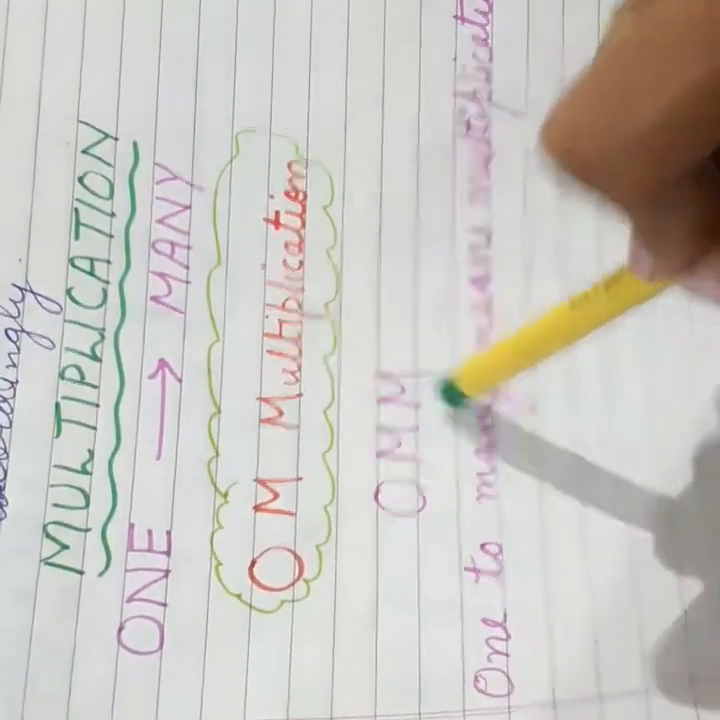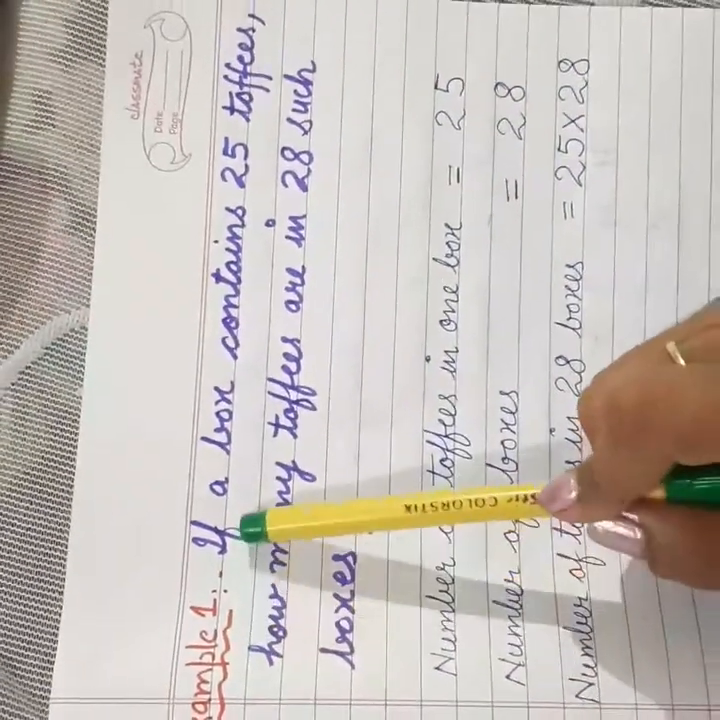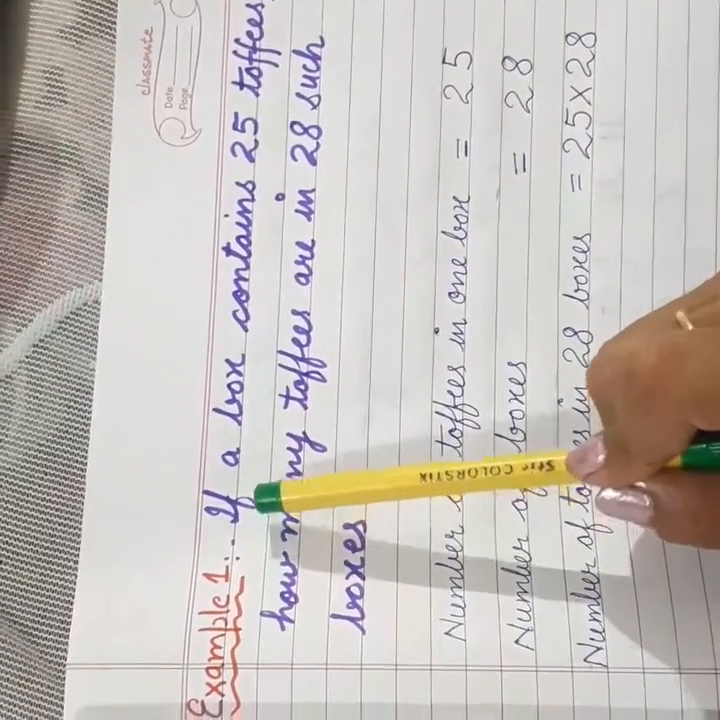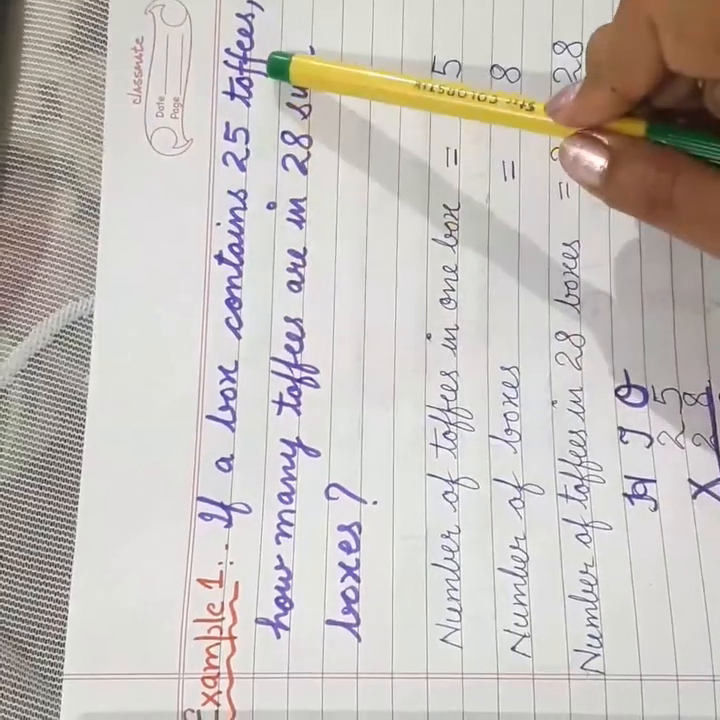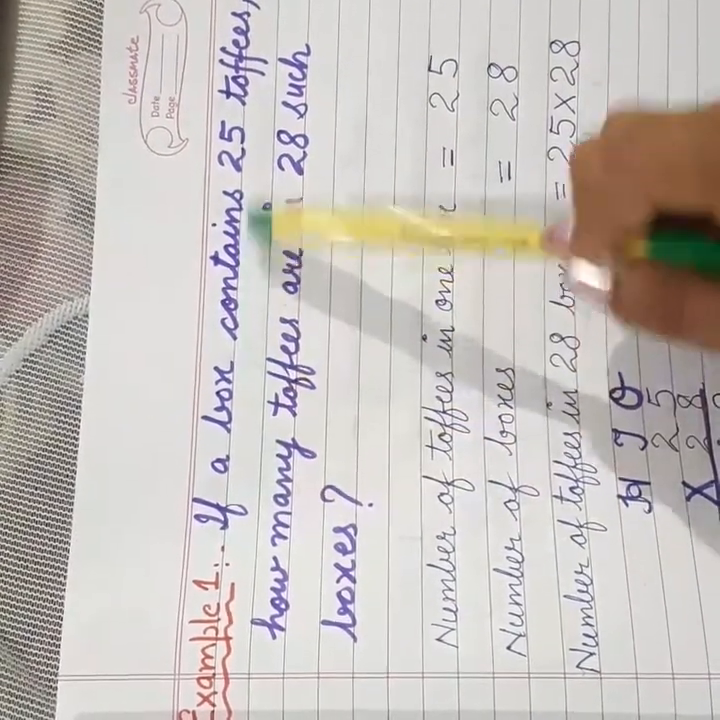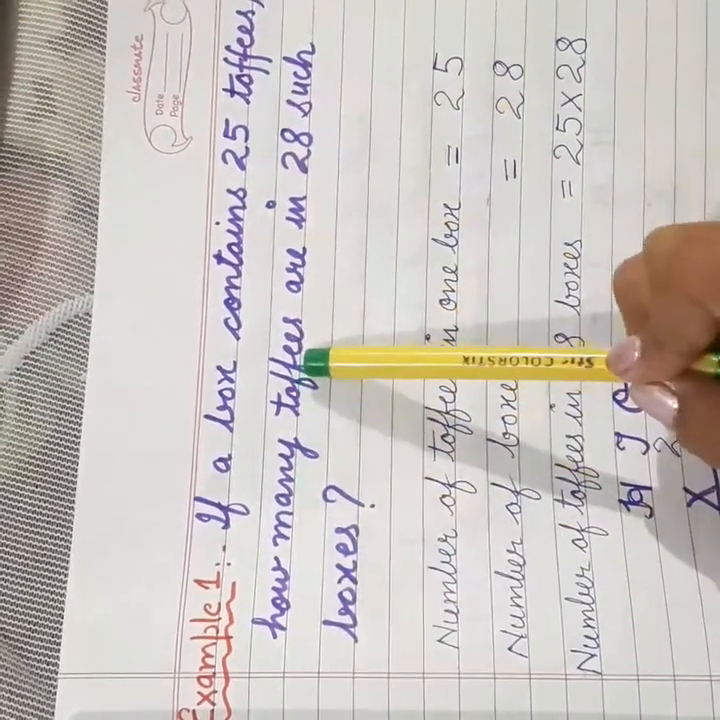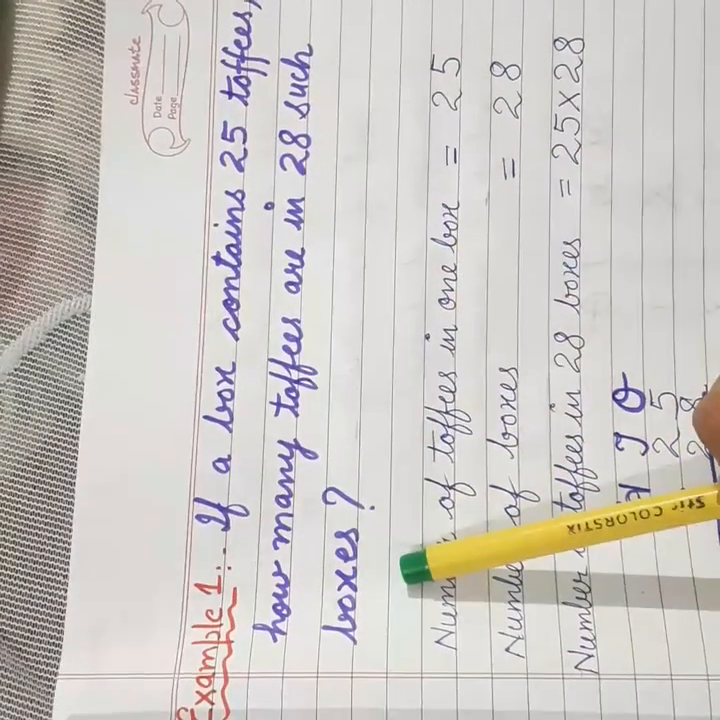Okay. So I am taking one example today. Let us read this first. If a box contains 25 toffees, how many toffees are in 28 such boxes?